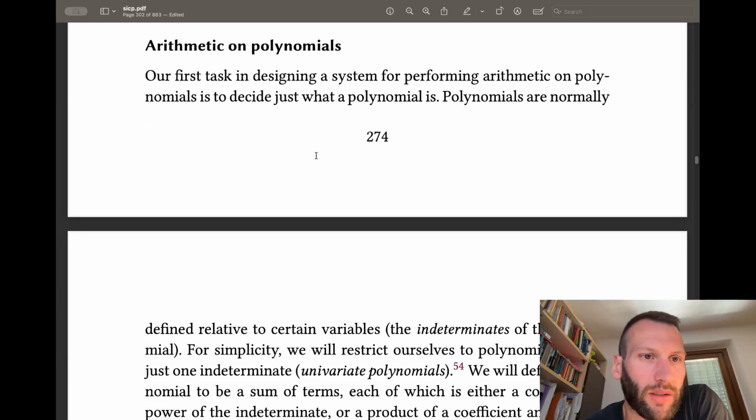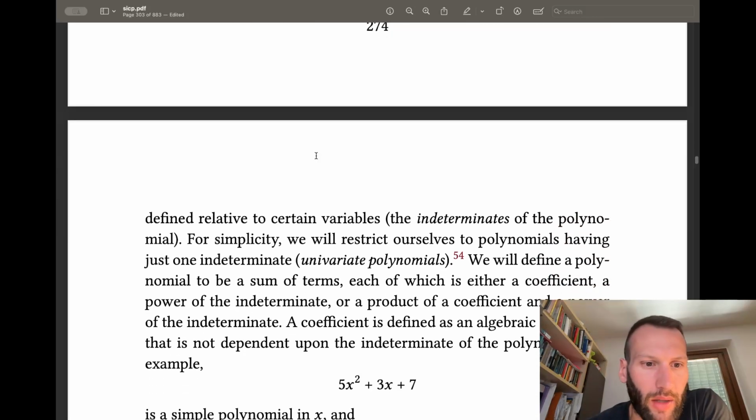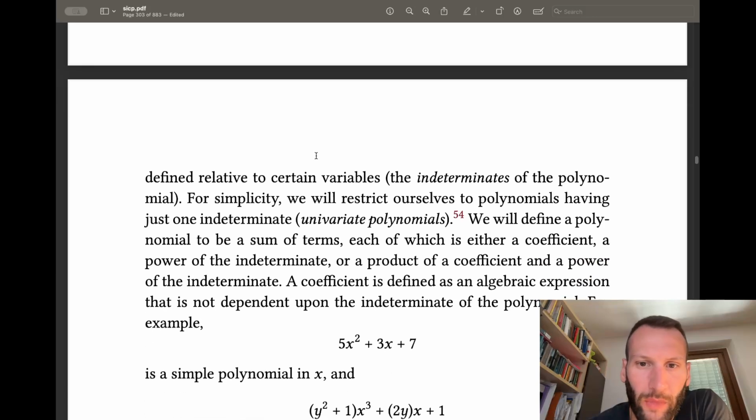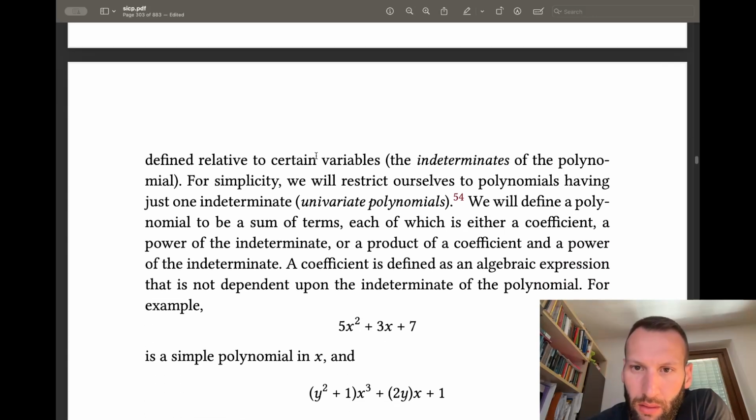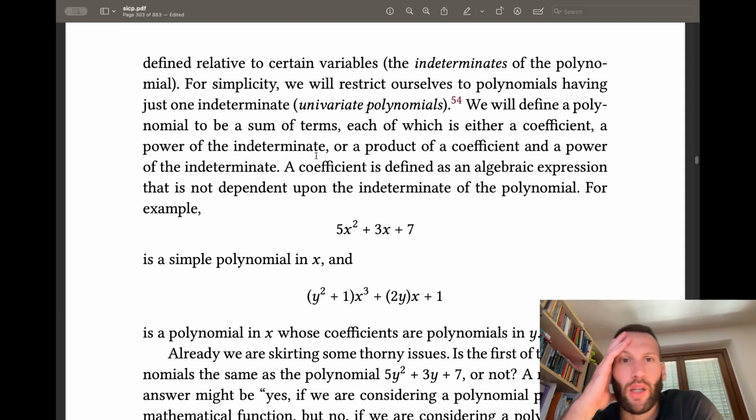Arithmetic on polynomials. Our first task in designing a system for performing arithmetic on polynomials is to decide just what a polynomial is. Polynomials are normally defined relative to certain variables, the indeterminates of the polynomial. For simplicity, we will restrict ourselves to polynomials having just one indeterminate, univariate polynomials.